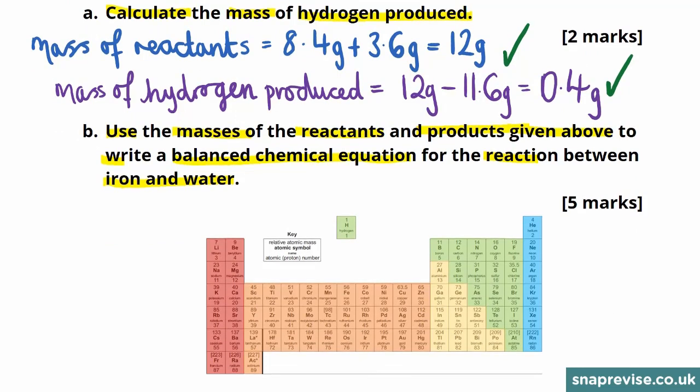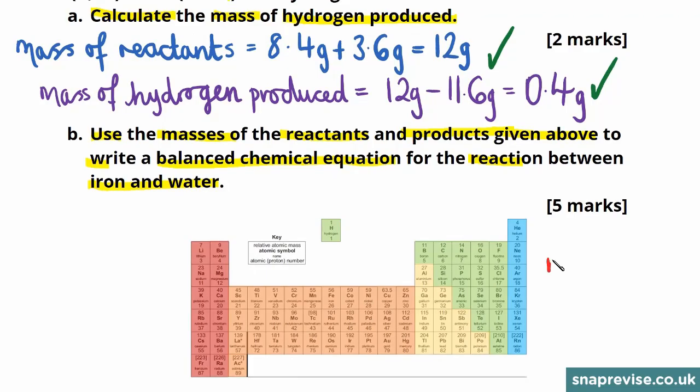In order to write our balanced chemical equation, we therefore need to convert these masses into number of moles values. And we can do this by remembering the general equation that the number of moles of a substance.